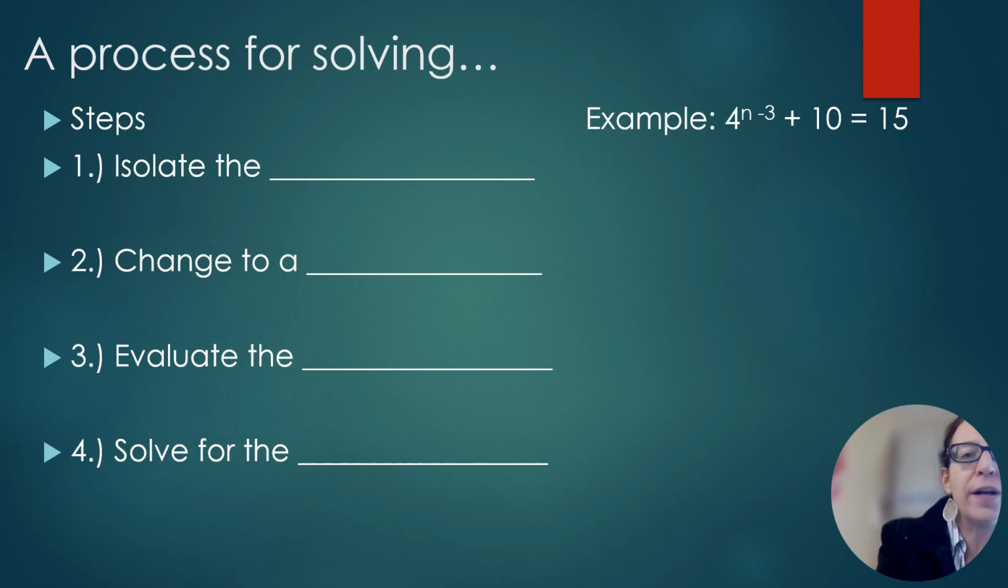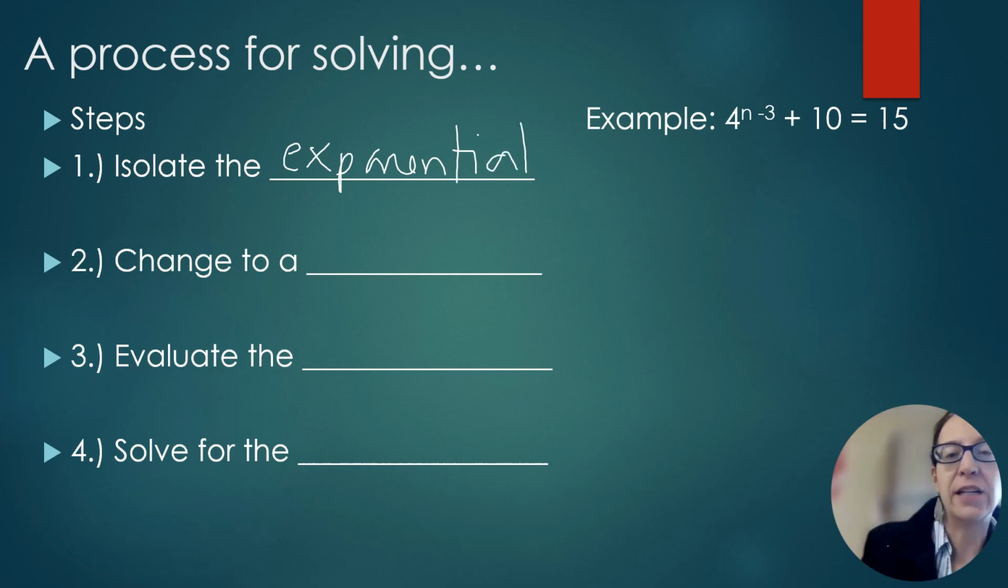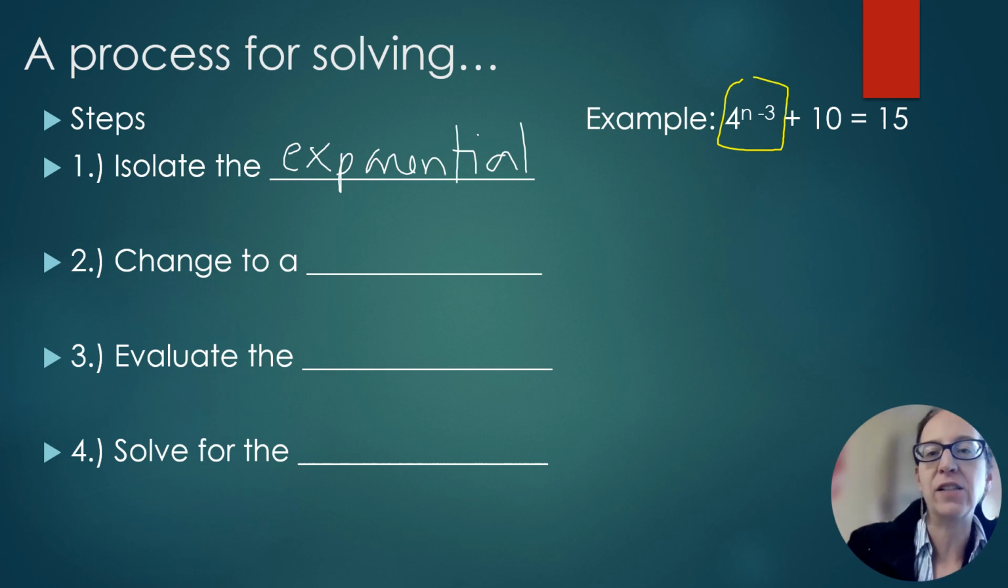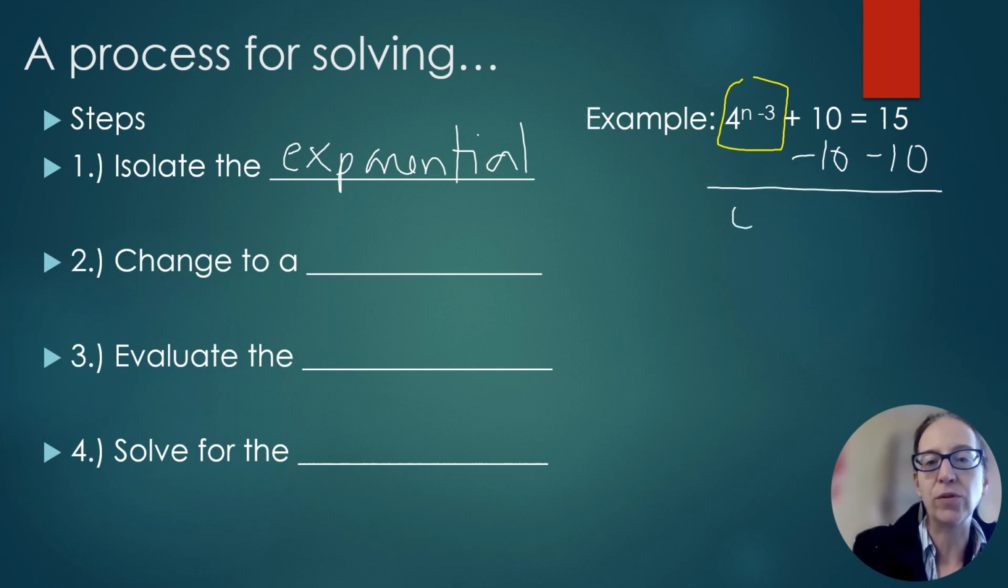So step number 1 is you're going to isolate the exponential. Okay, we're going to isolate that exponential. Now, in this case, the exponential is that piece right there. It's not the plus 10. The plus 10 is too big and it's written too low. So I want to get that by itself. And looking at this, I need to get that 10 out of there. That 10 is being added, so we will subtract that from both sides and we'll get 4 to the n minus 3 is equal to 5.